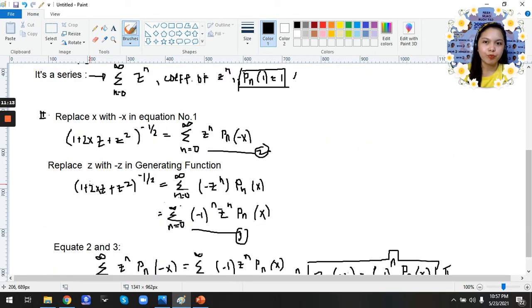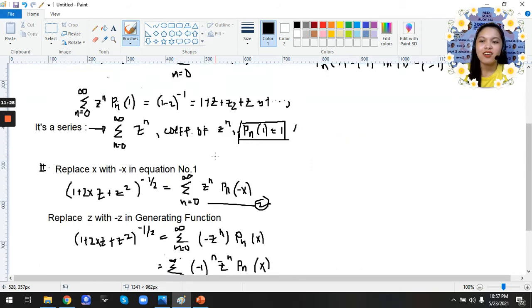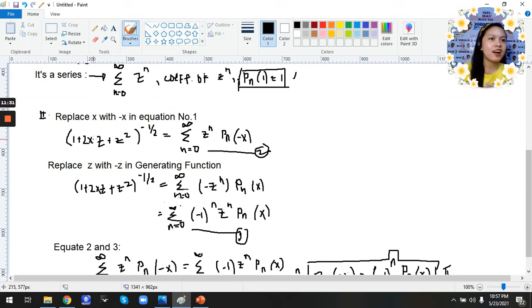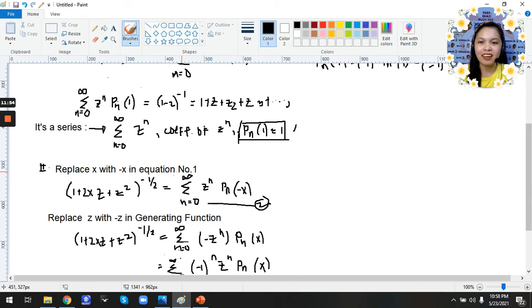How about part 2? For part 2, we have P sub n of negative x is equal to negative 1 to the power of n times P sub n of x. This is just a simple answer. Let's see. Replace x with negative x in equation number 1. As you can remember, this is our equation 1. You just have to change the positive x into the negative x, like this one.